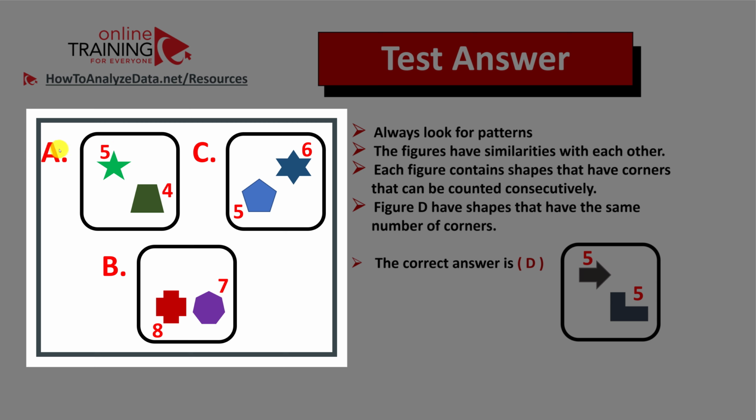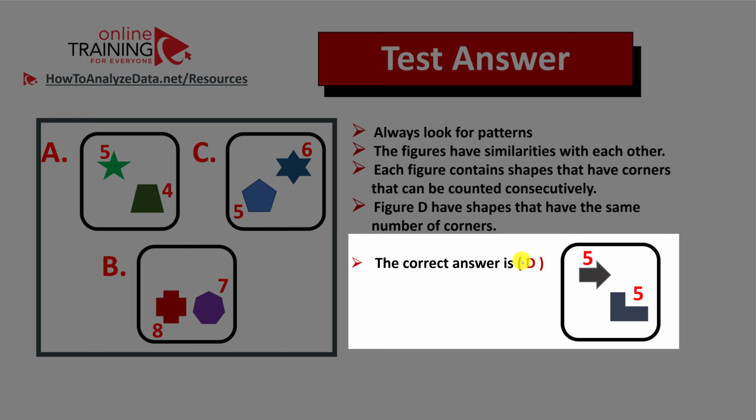So the similarity here between choices A, B, and C is the fact that each shape inside the rounded square has different number of corners. Star has 5, this shape has 4. This shape has 5, this shape has 6. This shape has 8, and this one has 7. But the correct answer here is choice D, because in this case, these 2 shapes have the same number of corners.